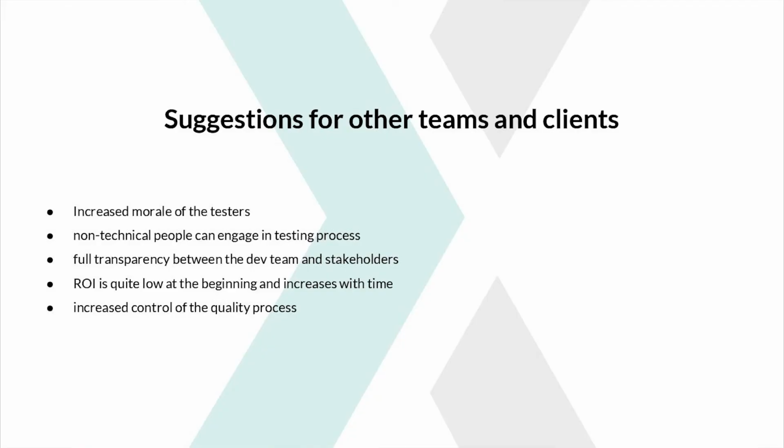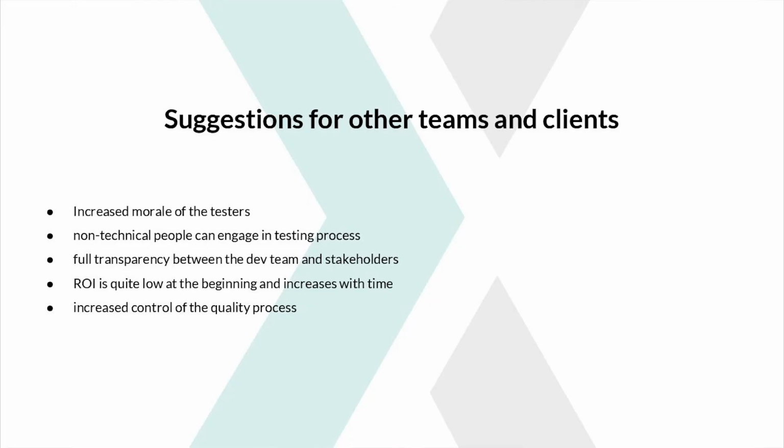Non-technical people can engage in the testing process. This is something I've mentioned previously, so business analysts can easily verify what we are testing and where we are at a particular time. Full transparency between the development team and stakeholders. This is also cool because when we have a situation, let's say the client doesn't want to create automated tests because he's not fully aware what will be done there, we can easily give him access to TestRail. So at any time he sees everything without any additional notes.